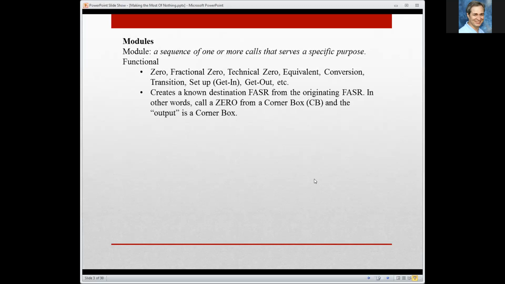So you call a zero from a corner box and you expect to have a zero. And they're meaningful in the context of resolution. Otherwise, function makes absolutely no difference. You could have a string of calls and put them together, and it makes no difference what the output is if you're not interested in resolving at some point.